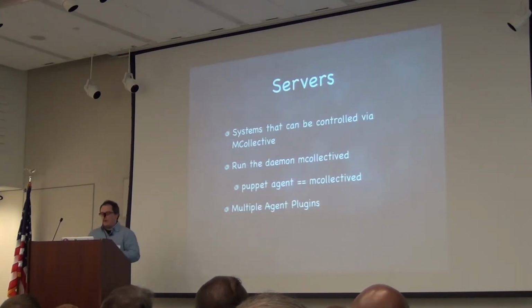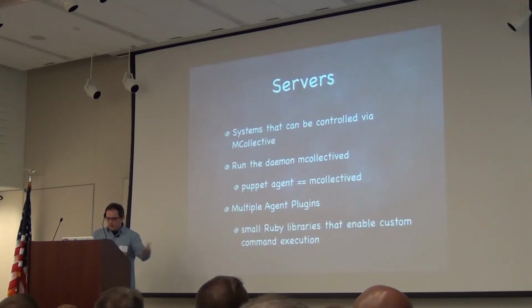And there are multiple agent plugins that run on your servers in order to do a lot of the tasks that MCollective provides. By default, MCollective is a framework to build all of this execution and remote control of your machine. So the servers actually get plugins installed on them that provide any of the functionality that you want to do with MCollective. I'm going to give some examples later on and then do a demo of multiple plugins, show you what they look like. And they're just little Ruby libraries that enable custom commands.